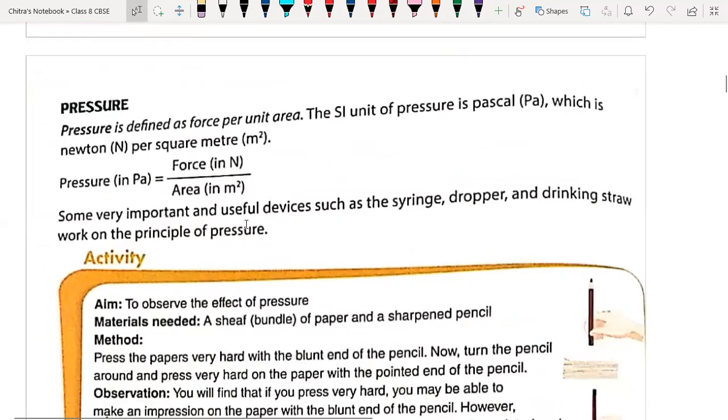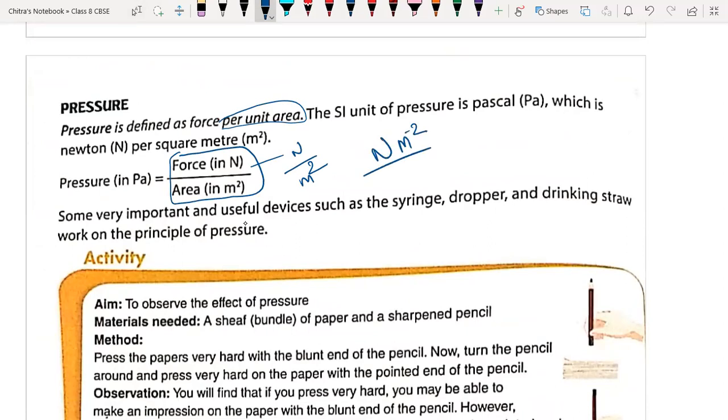Pressure is defined as force per unit area. We already went through that. Hence we can write the formula: pressure equals force divided by area. Force has unit Newton and area has meter square, so Newton per meter square will be the unit of pressure. The SI unit of pressure is called the Pascal, which is Newton per square meter.